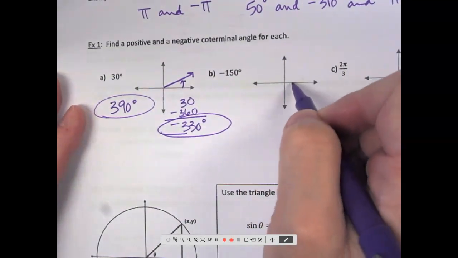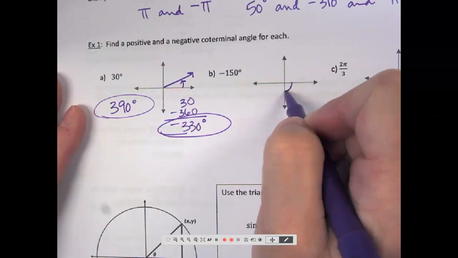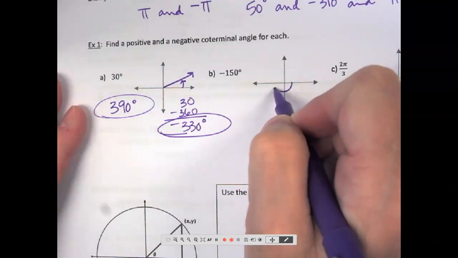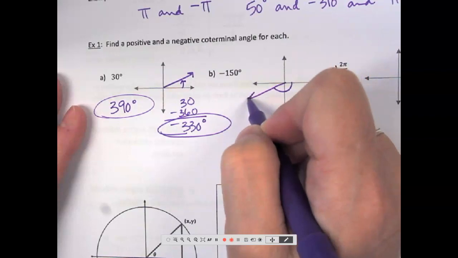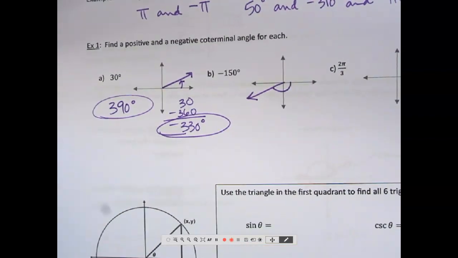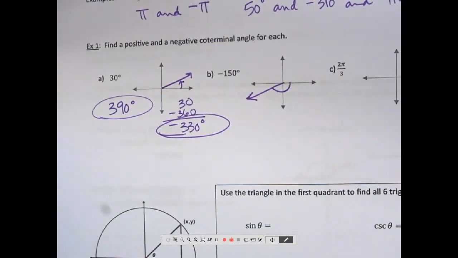Clockwise 150. So I know I have to go past 90, but not quite to 180. So it would definitely be in the third quadrant. Nice job. Now, take your calculator or your brain and find a positive and a negative coterminal for me.